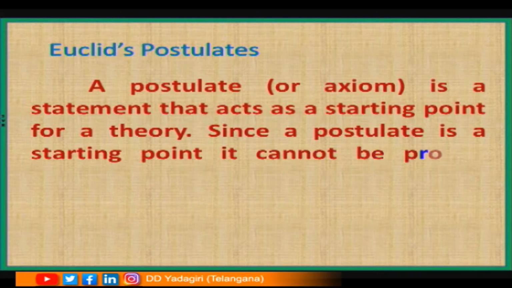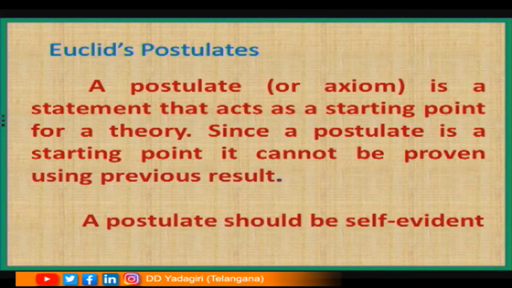We will see some of the postulates of Euclid, the very prominent ones. There are majorly 5. Let us discuss them. Now, what is a postulate? A postulate is a statement that acts as a starting point for a theory. Since a postulate is a starting point, it cannot be proven using previous results. That means whenever you are saying it is the basic, a basic cannot have any chance to be proved with previous results or previous concepts. That is the reason we say a postulate is always a starting point, and a postulate should be self evident. That means it must be true in all cases.